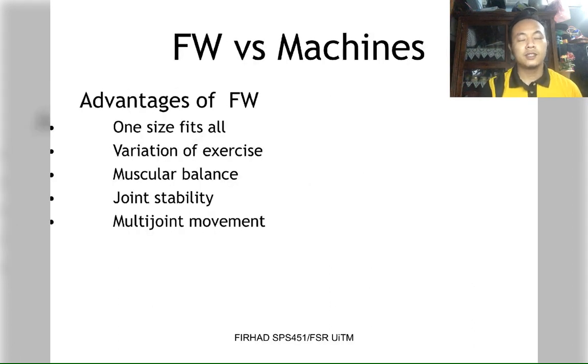Free weight versus machine. Advantages of free weight. Point number one is one size fits all. That means everyone can do it. Next point is variation of exercise. You can do a lot of types of exercise. Next is muscular balance. Of course, it will balance your muscle. And then is joint stability. And the last one is multi-joint movement. It involves multiple joints when you do free weight exercise.